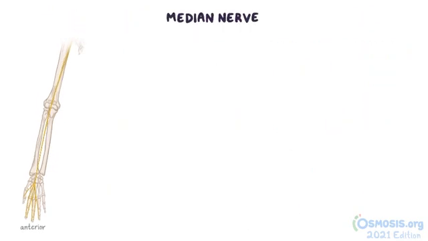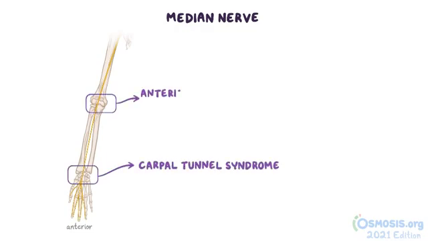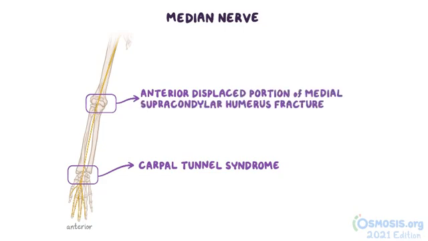For the median nerve, the clinical manifestations depend on whether the lesion has occurred distally, as in carpal tunnel syndrome, or proximally, as in an anterior displaced portion of a medial supracondylar humerus fracture.